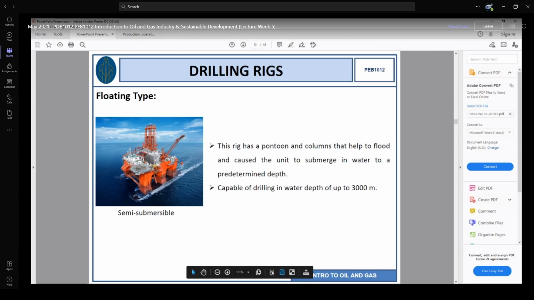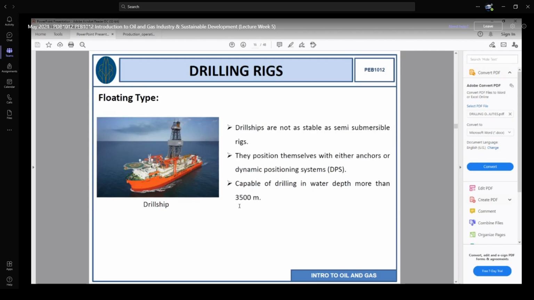Here on top you can see the rig facilities, the rig mast or derrick, and some other facilities available here. We can use this rig until 3,000 meters, which is normally what we call deep water drilling. 3,000 meters means the water depth. Whatever we are discussing, the depth is the water depth.